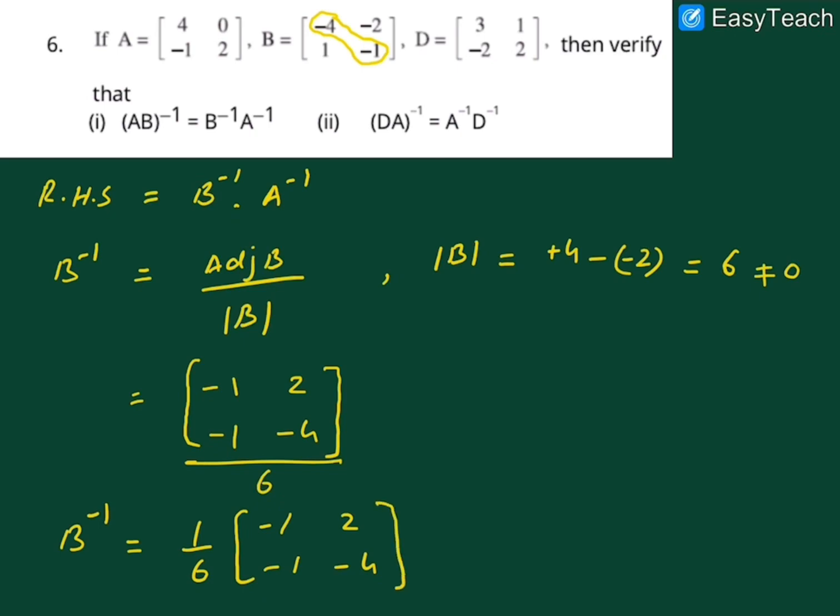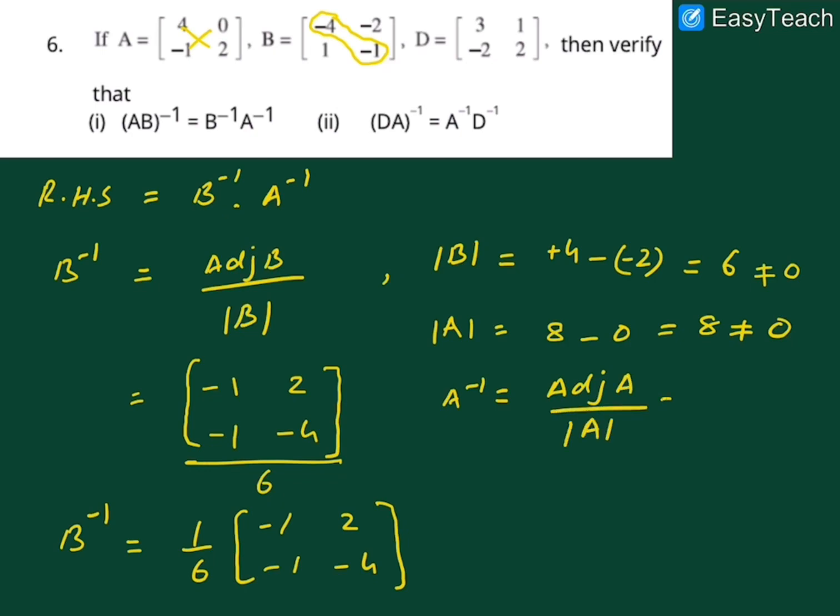Now let's find A inverse. Let's take A mod first. What will be A mod? A mod will be 4 times 2 is 8. 0 times minus 1 is 0. So this will be 8, which is also non-singular. So A inverse will be equal to adjoint of A over A determinant.